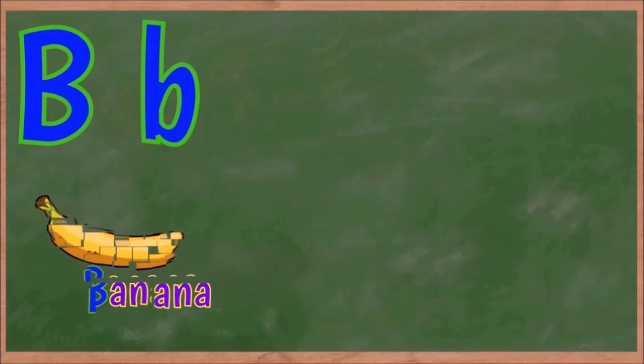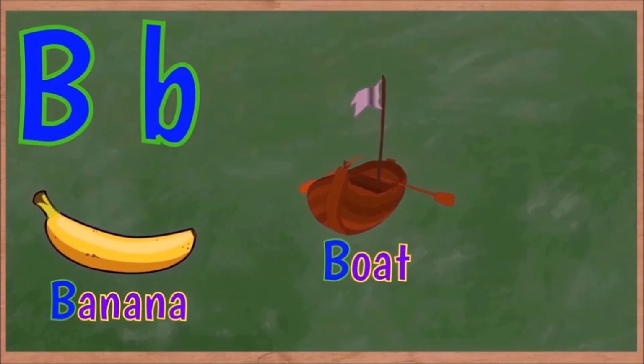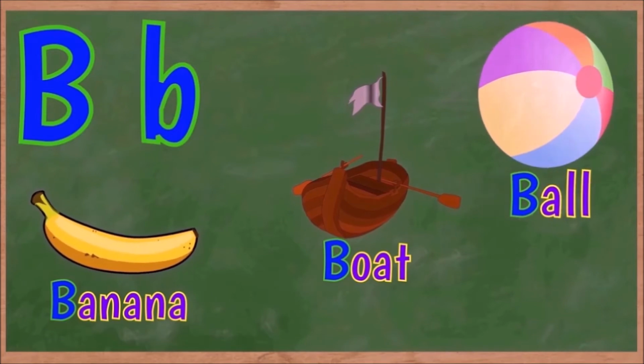The next letter is B. The B makes a B sound. Give it a try. B. I think I got it. Did you? B for banana. Boat. Ball. On to the next one.